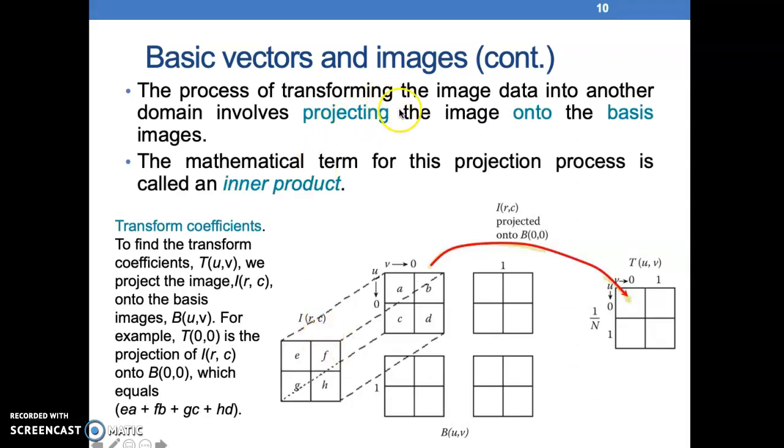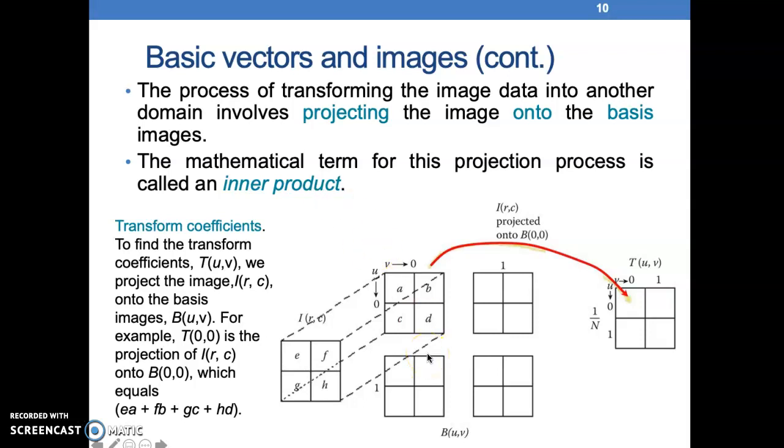The process of transforming the image data into another domain involves projecting the image onto the basis images. Projecting means you do the inner product. It depends on the basis image that you use. If you use WHT, the basis image will be different; if you use sine, you will use a different basis image. The mathematical term for this projection process is the inner product.